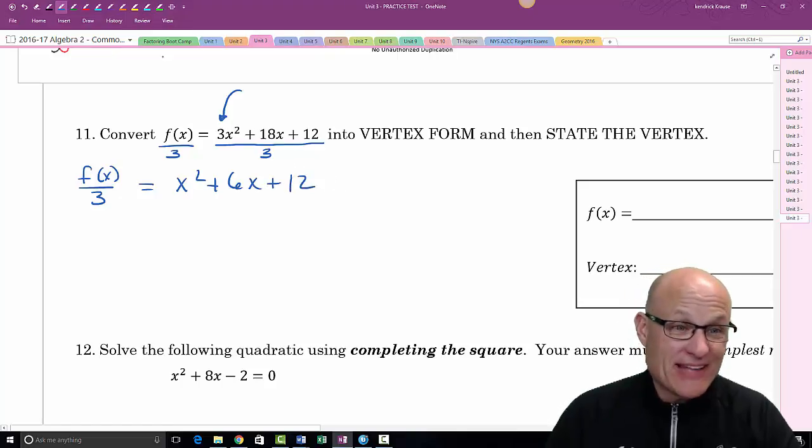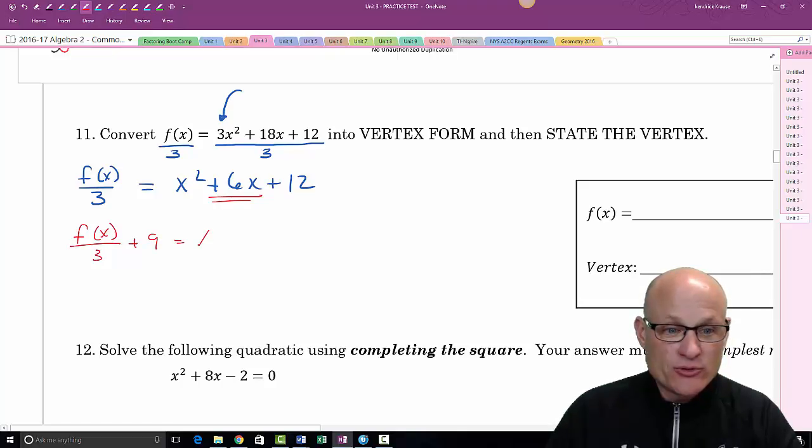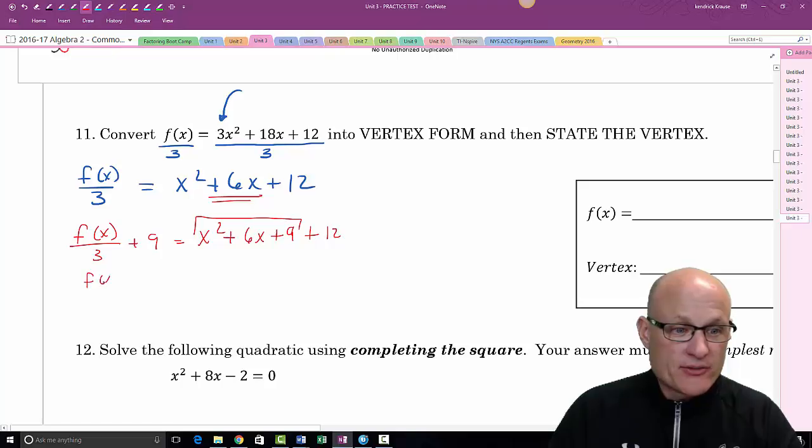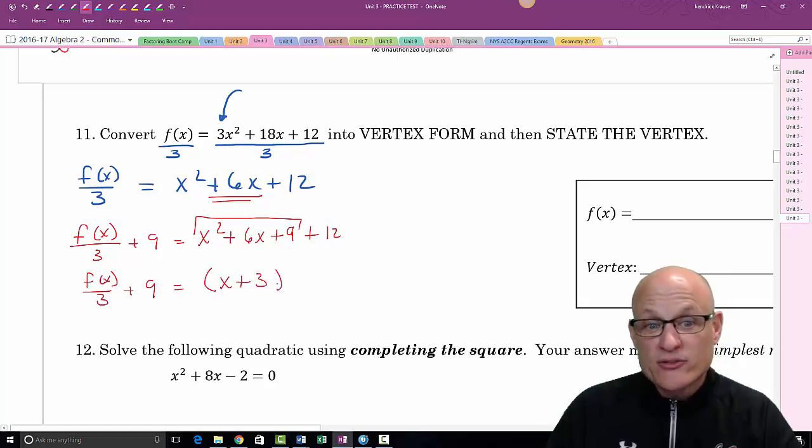Now I'm going to handle it exactly the same way I did before. We're going to work on this, half of it squared, and add it to both sides. Plus 9 is equal to x squared plus 6x plus 9 plus 12. We're going to work with this. There's our work. We're going to work with that. f of x over 3 plus 9 is equal to x plus 3 squared plus 12.